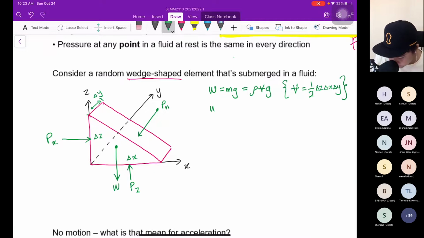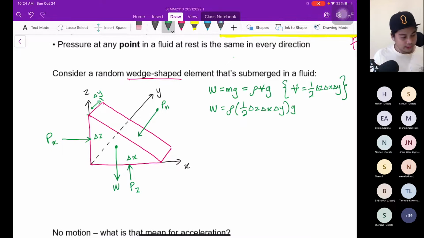Substitute back into the equation: weight equals the density of this element here, not the water, multiplied by the volume, which is half delta z, delta x, delta y, multiplied by the gravity. So that is the weight of this element.